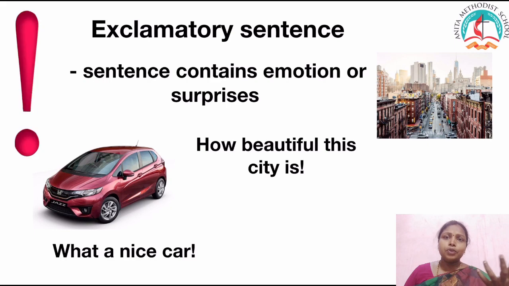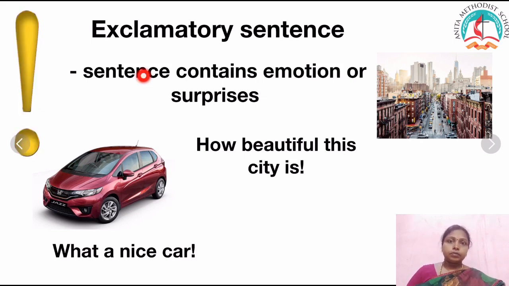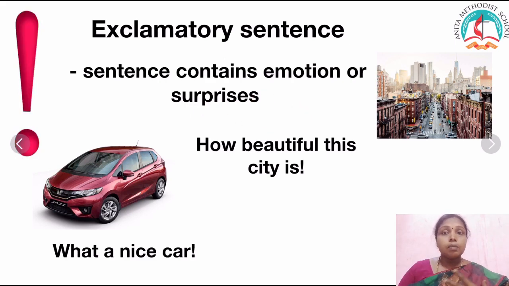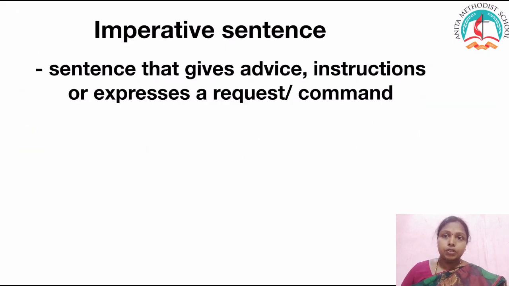If I see a beautiful car, I'll just tell someone, what a nice car. I just show my expression. Can you see? Again, this sentence also ends with an exclamation mark. So now you know what is meant by an exclamatory sentence. An exclamatory sentence contains emotion or surprise. Something where I show my emotions, where I show my expression. I just bring out the expression. That is called an exclamatory sentence.